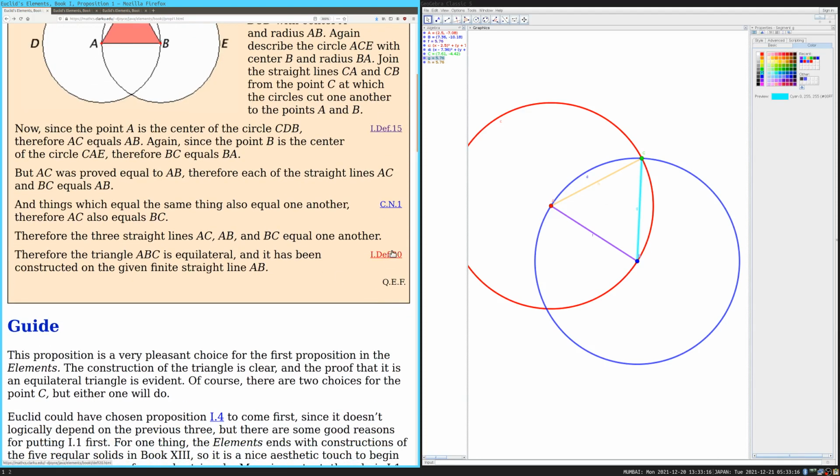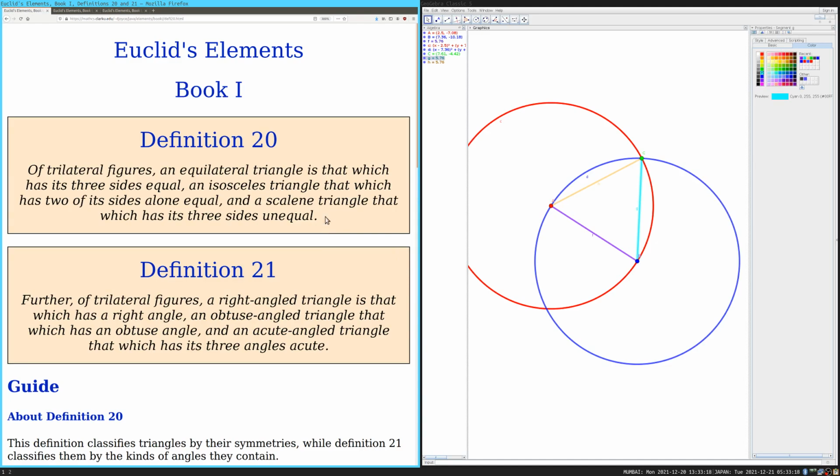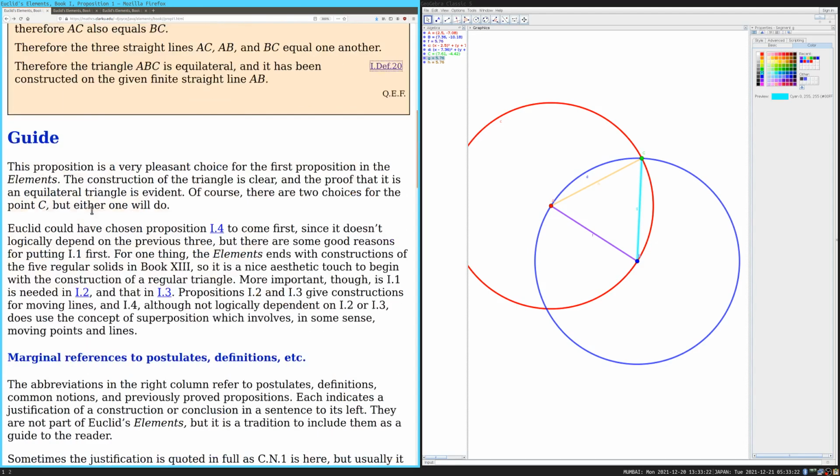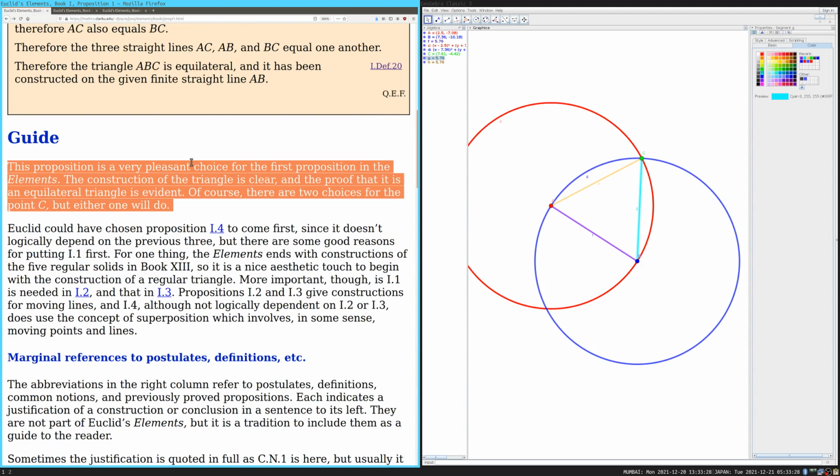What is equilateral? An equilateral triangle is one where all three sides are equal, right? QEF, which today usually you say QED. Anyway, the guide is interesting.